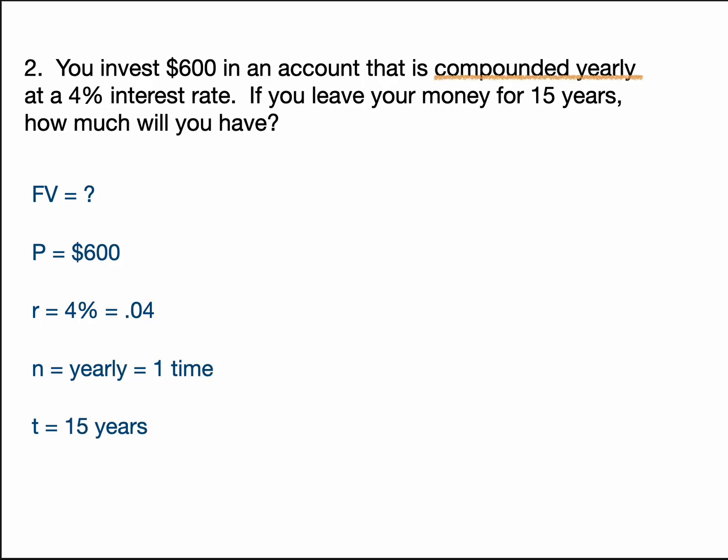Check your variables. We don't know the future value, that's a question mark. That's what we're solving for, but they tell us that we currently have $600 we're planning to invest. The rate is always a percent, and you move the decimal twice and put a 0 in the gap if there is one. N is interesting. See how it says compounded yearly, meaning once a year? One time, so N equals 1. And T is 15 years. So when you plug it in, it looks like this.